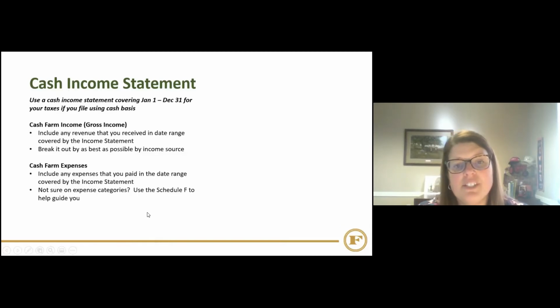Underneath the income section is the cash farm expenses. In this section, you include anything you paid in your selected period of time. Anytime money has left your account or you swiped a credit card for the farm, those expenses should be properly categorized. A good guide for what categories you can use is on the Schedule F that is used in the 1040 tax return. It has the expense categories you will need for your taxes, and that way you don't have to do two separate sets of books.